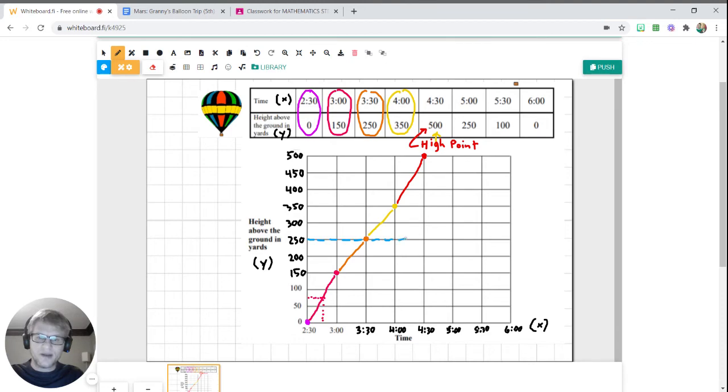Now, at some point, that balloon came back down below 250 yards. But what we know is that that balloon from this point forward is above 250 yards. So we know that for at least from 3:30 to 4:30, it's above 250 yards. And we also know that on the way down, it would be above 250 yards. So you need to figure out how much time elapses or how much time goes by where Granny is above 250 yards in that balloon, right?